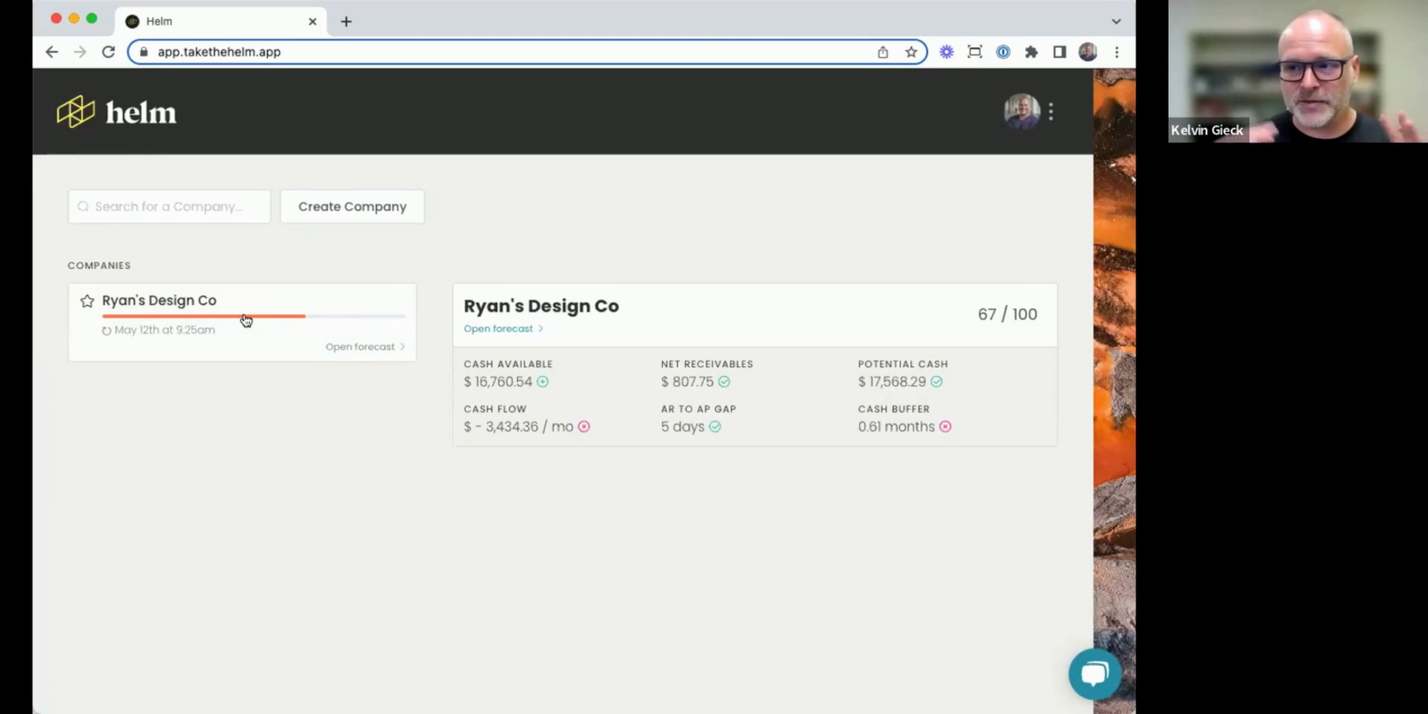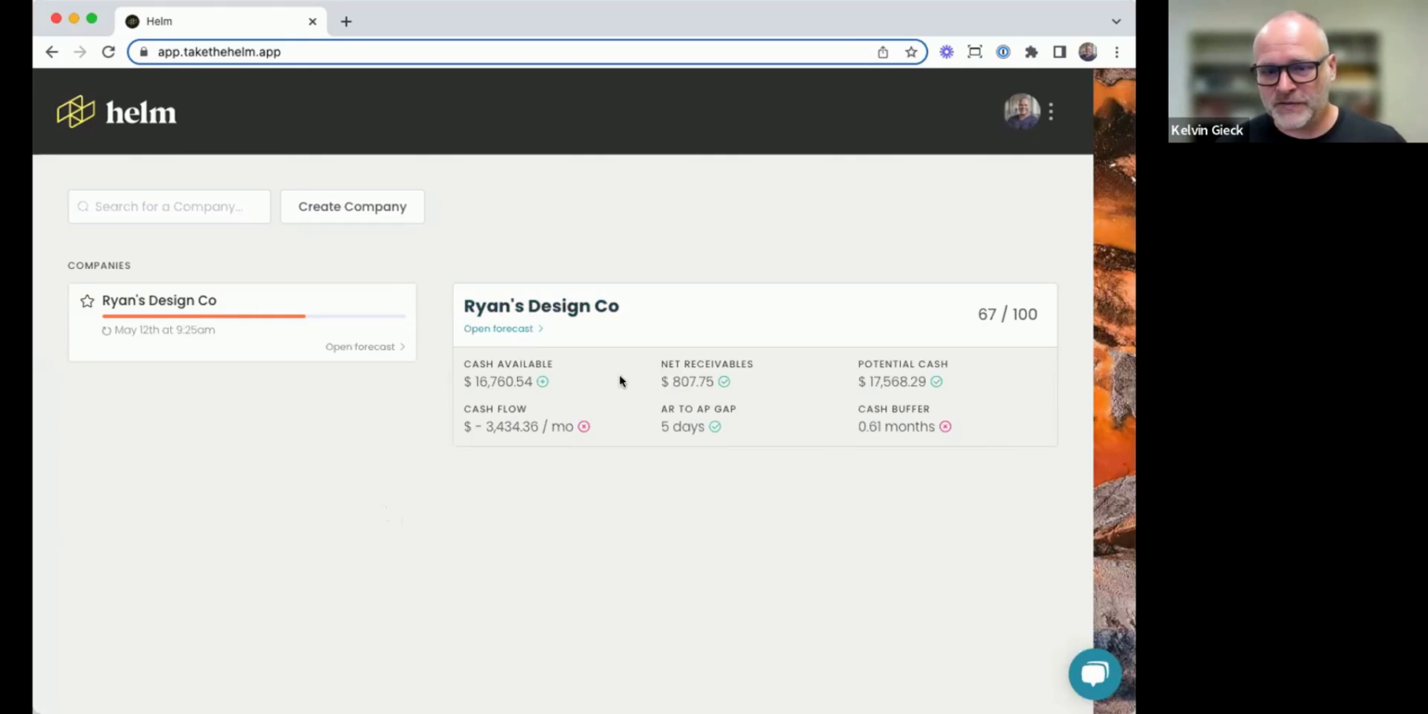Here, Ryan's design company has orange. This is all based off the base case, which means he's average. If it was red, the bar would be less and it would be bright red. It means he's in a bad spot. And if it was full and green, it means he'd be in a good spot. So it gives you a very quick lay of the land in terms of where your customers sit and who maybe you should be focusing attention on.